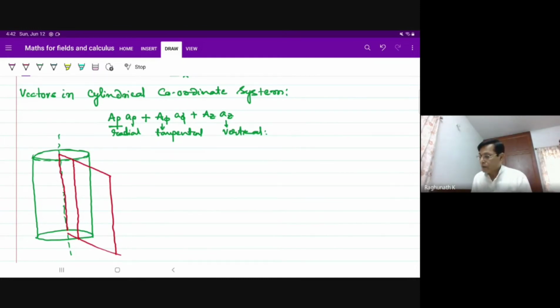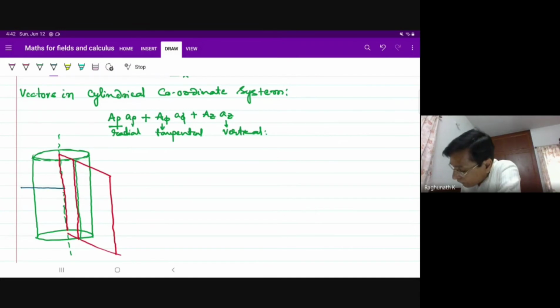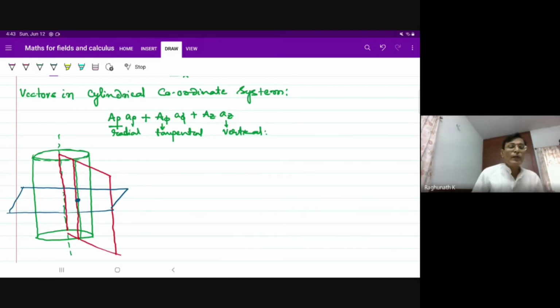Now let me put it in both, right? This is the line of intersection of the green cylinder and the red plane. And the third coordinate is the z is equal to z naught plane, because of which it is this. The vertical line is cut by this z is equal to z naught plane, where this meets z at z naught.